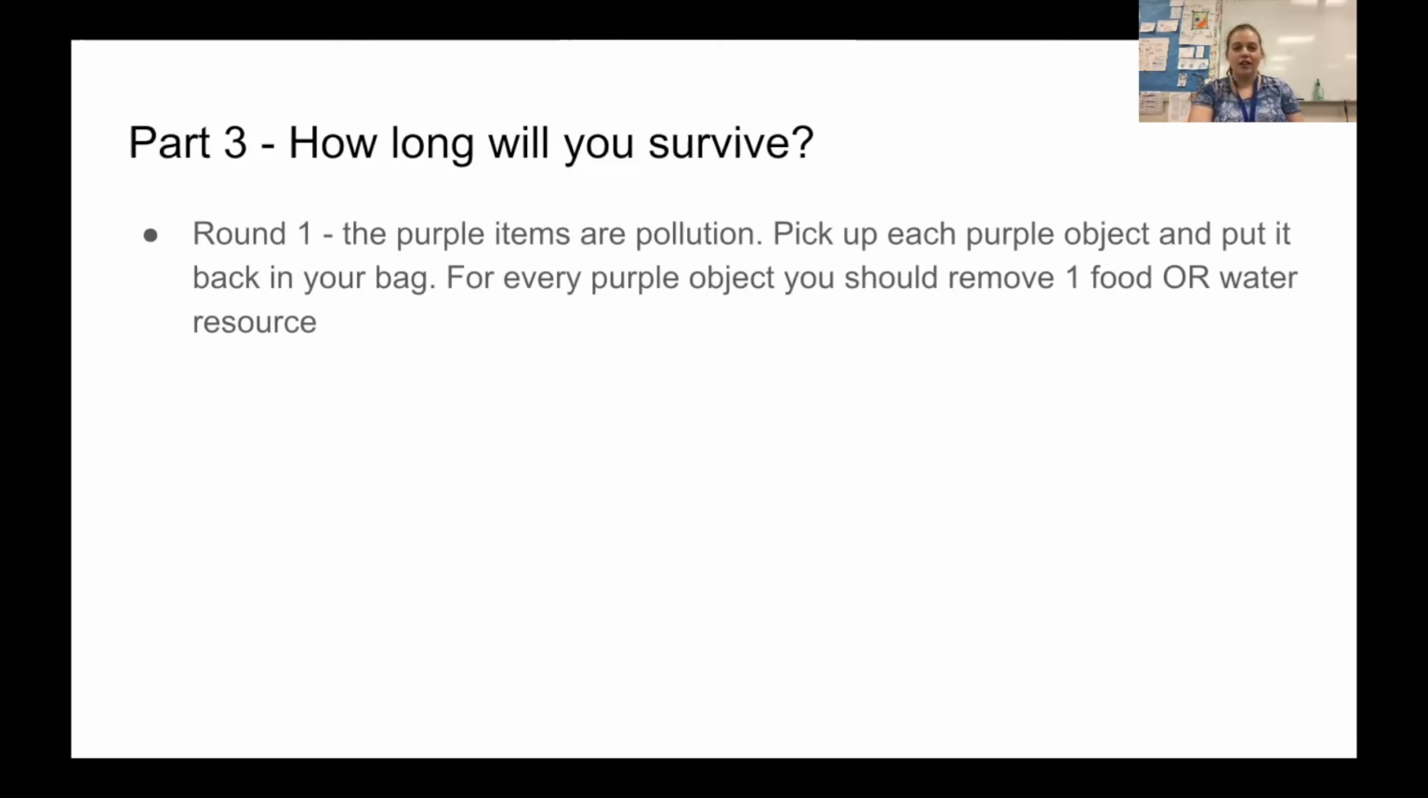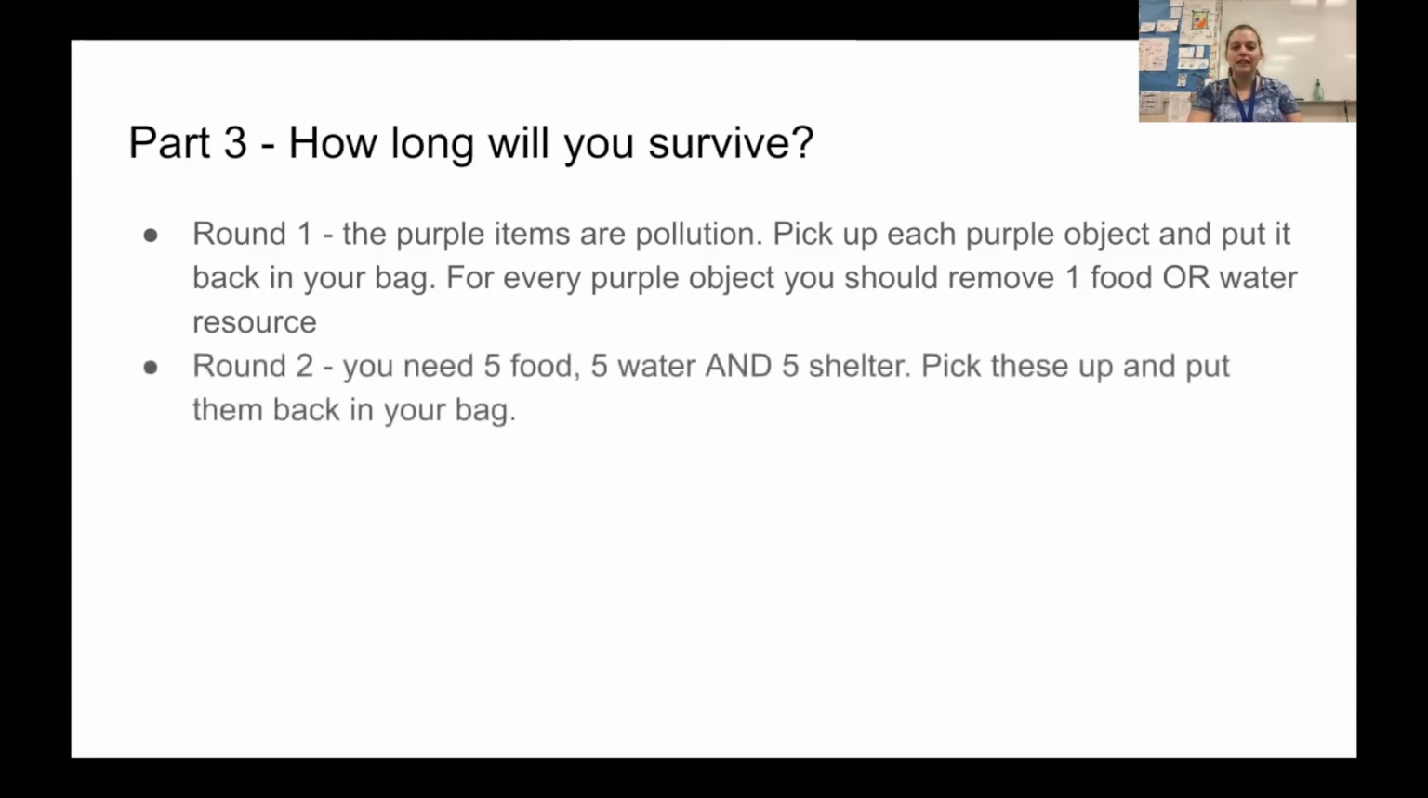All right. If you died in round one, you can just put that you died in round one because you had too much contamination in your food and water. In round two, you're going to need to remove 5 food, 5 water, and 5 shelter. So you're going to pick up 5 of your food, 5 of your blue, and 5 of your yellow objects and put them back in your bag. If you have just enough, then you survive. If you have more than that, of course, you survive. If you don't have enough, then you died because you did not have enough resources. You can jot that down if you died in round 2. Pause if you need to.